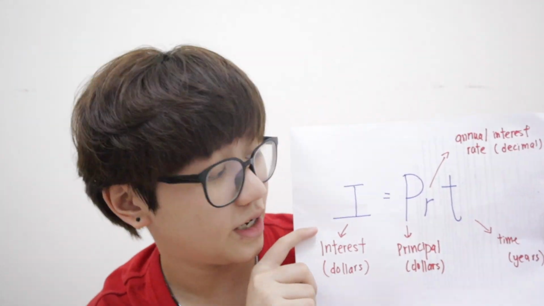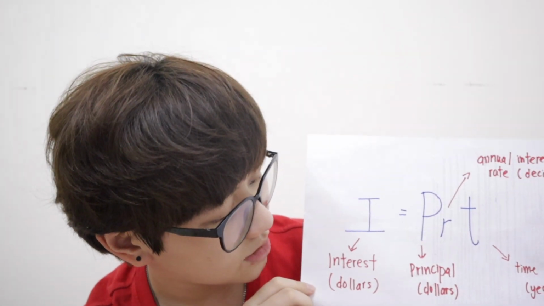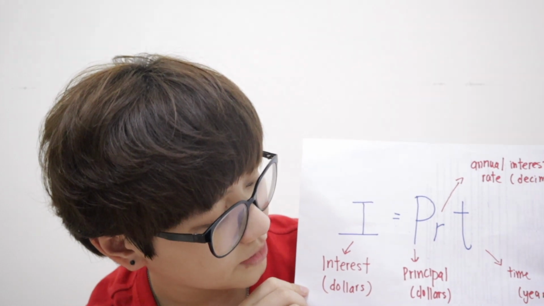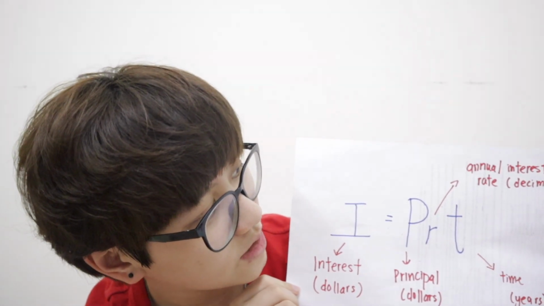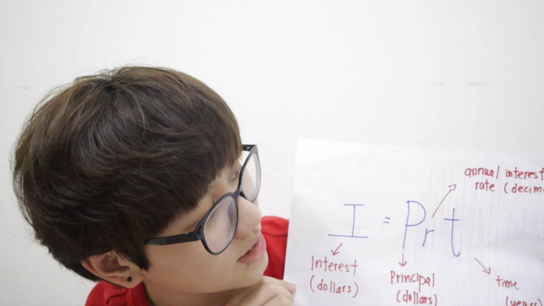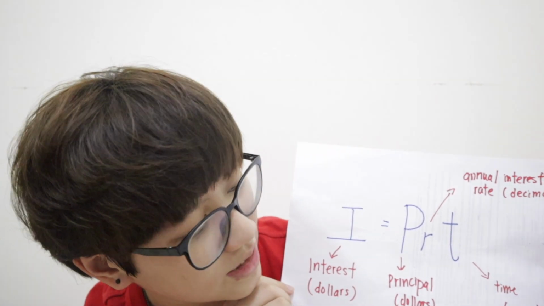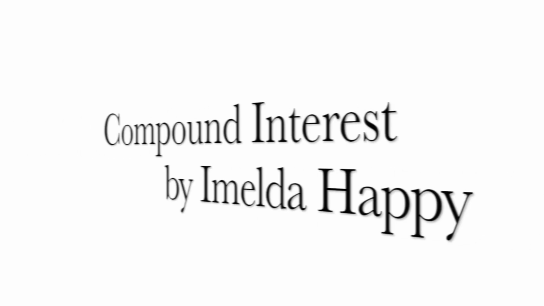Here is the formula for simple interest. I equals PRT. I is the interest in dollars, P is the principal in dollars, R is the annual interest rate in decimal, and T is the time in years.